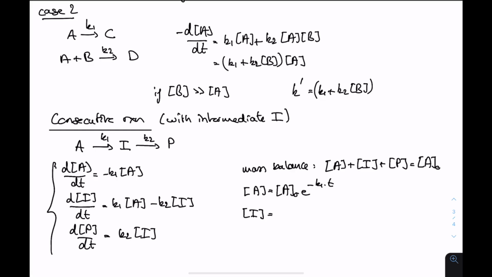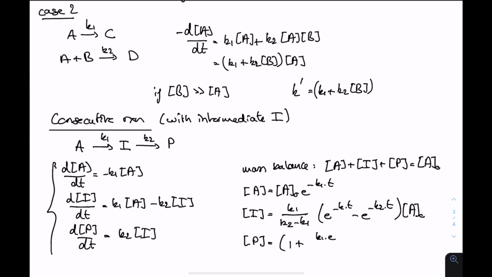I will be K1 over K2 minus K1, e to the minus K1 time minus e to the minus K2 time, times the initial concentration, and that of the product is 1 plus K1 e to the minus K2 time minus K2 times e to the minus K1 time, over K2 minus K1, times the initial concentration of A.